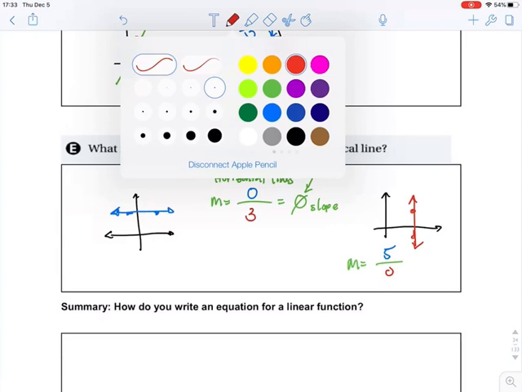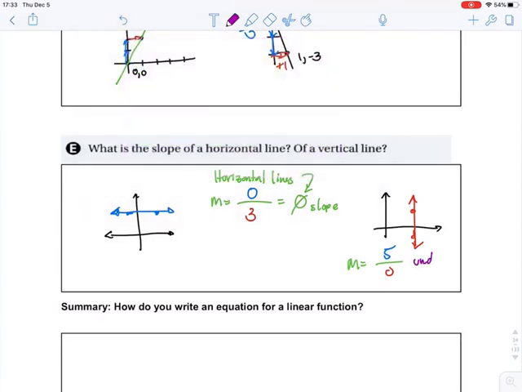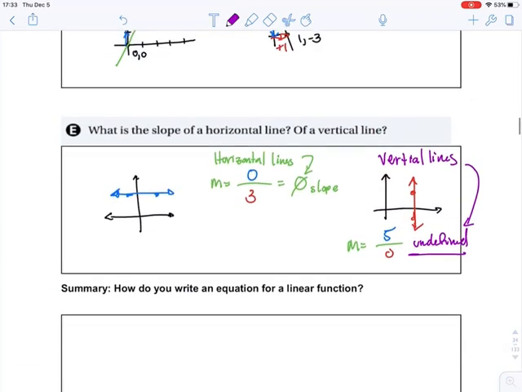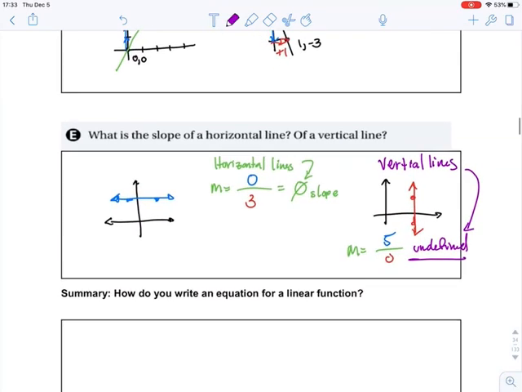5 divided by 0 is not possible. So what we call this is undefined. Okay, it's not possible. So vertical lines are undefined. Okay, we'll stop there.